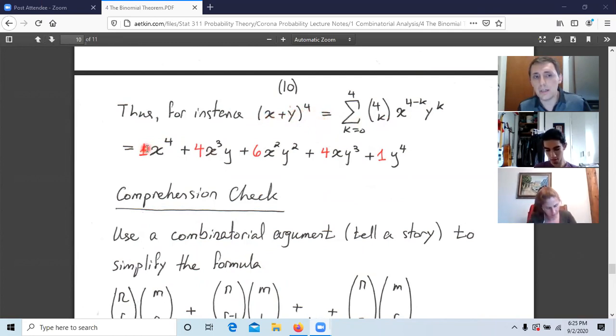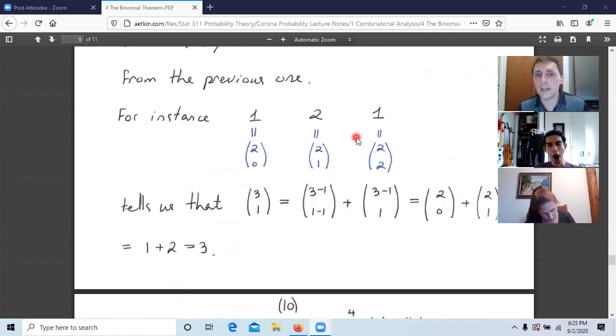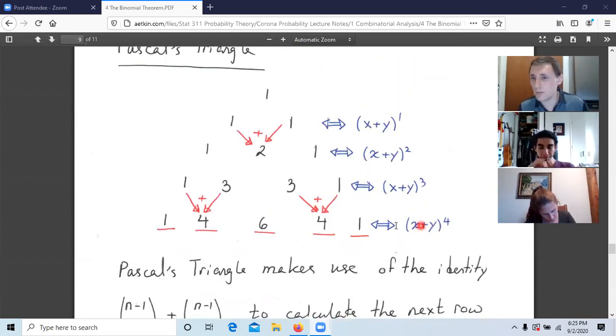The coefficient will be 1 for x to the 4, 4 for x cubed y, and onwards, right? So I can just put in all those coefficients and expand, let's say, x plus y to the 4 very quickly without FOILing, just right away. Make sense? Because those are the binomial coefficients, so I know I will have them here. I just put them where they belong.